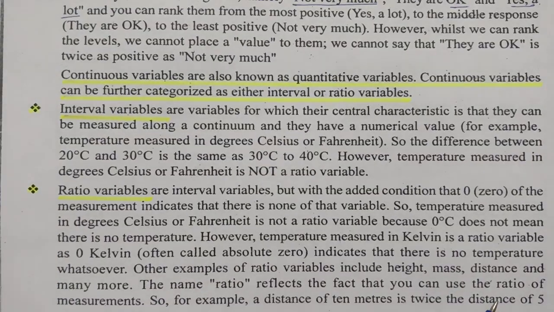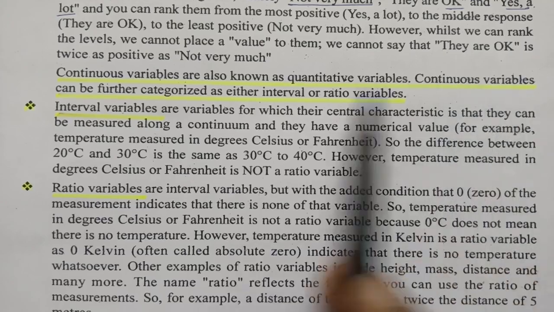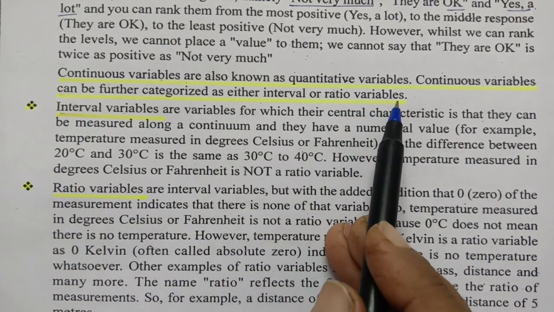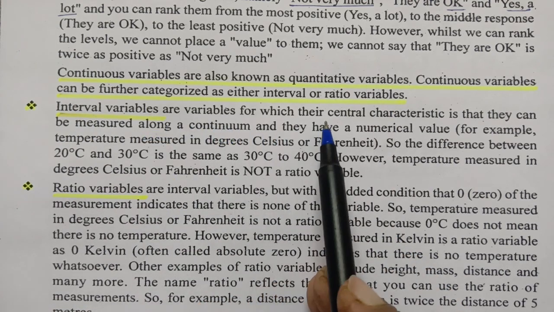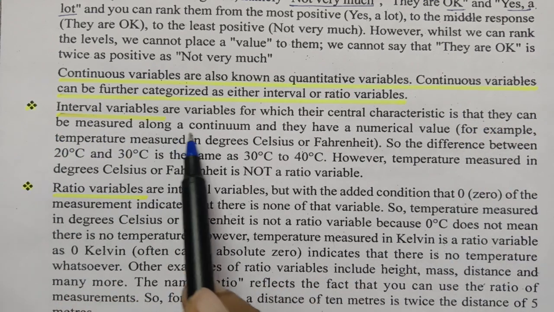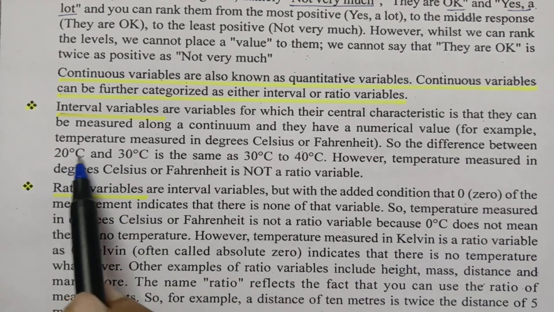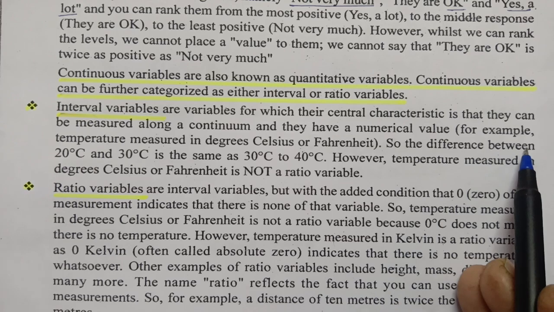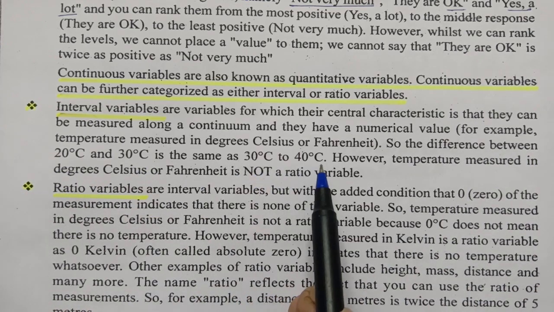Here, continuous variables are also known as quantitative variables. Continuous variables can be further categorized as either interval or ratio variables. The interval variables are the variables whose central characteristic is that they can be measured along a continuum and they have numerical values. For example, temperature measured in degrees Celsius or Fahrenheit. So the difference between 20 degrees and 30 degrees is the same as between 30 degrees and 40 degrees.